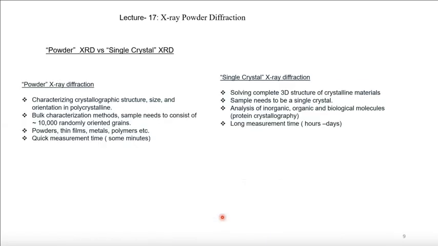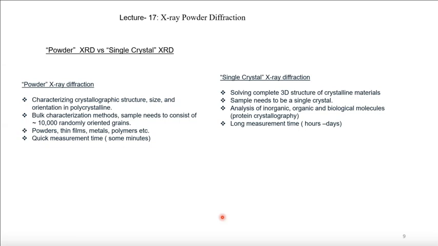Well, we can now make a distinction: what do we get from powder diffraction and single crystal diffraction? We get from powder diffraction data the following: the characterization of crystallographic structure, size, and orientation in polycrystalline materials. For a bulk characterization method, the sample needs to consist of about 10,000 randomly oriented grains. And the sample could be powder, thin film, metals, polymers, etc.